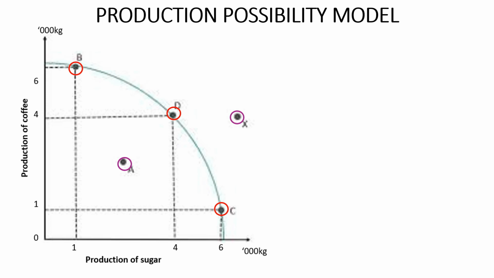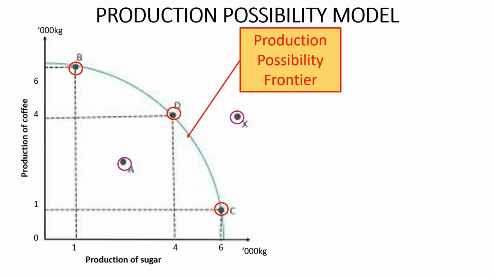Now, there are essentially three different zones that make up the production possibility model. The first is the production possibility frontier, or PPF, also sometimes called the production possibility curve. This is the curve on this graph that extends from the point on the y-axis, which is where the country is only producing coffee and no sugar, through points B, D, and C to a point on the x-axis, which is where the country is only producing sugar and no coffee.